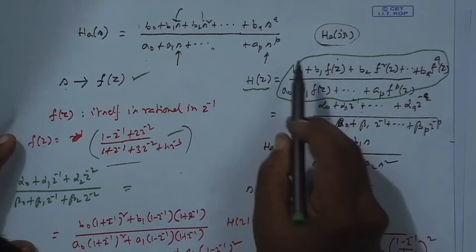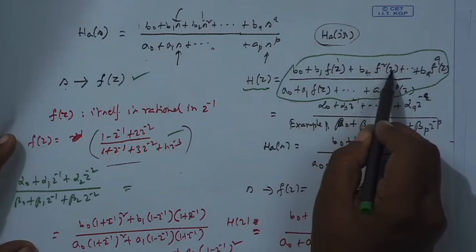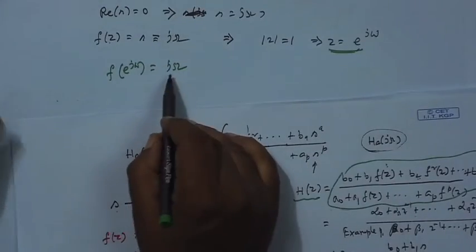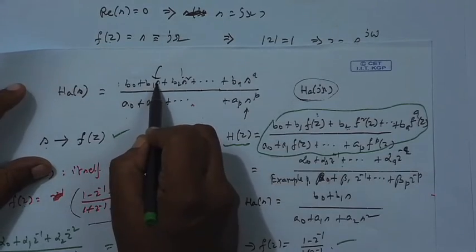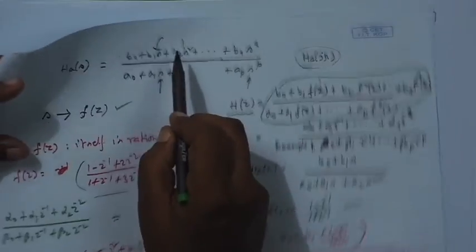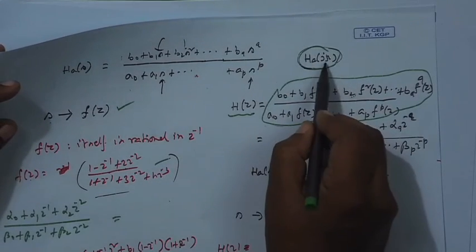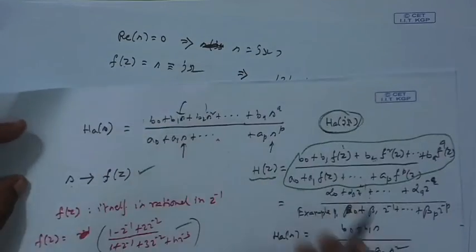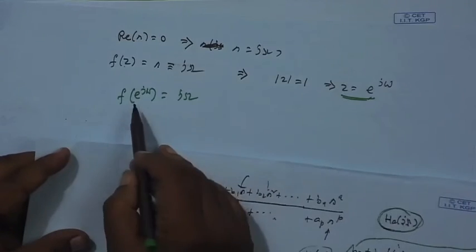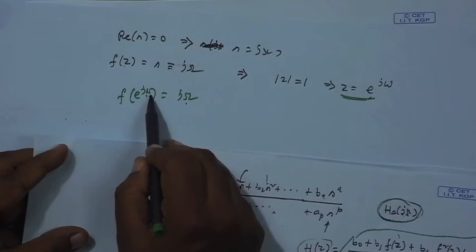This you can also write equivalently as b 0 plus b 1 f of e to the power j omega plus b 2 f square of e to the power j omega dot. But f of e to the power j omega is j capital omega. That means b 0 plus b 1 j capital omega plus b 2 j capital omega square dot, which is the analog transfer function at j omega, at capital omega. That means digital, if you solve this, you get small omega in terms of capital omega, or you get capital omega in terms of small omega.